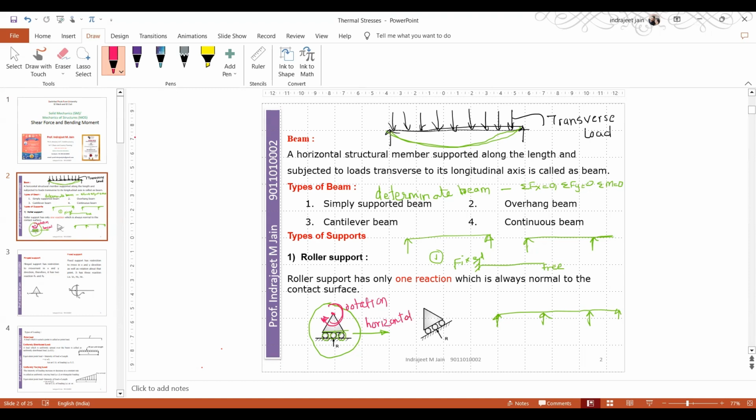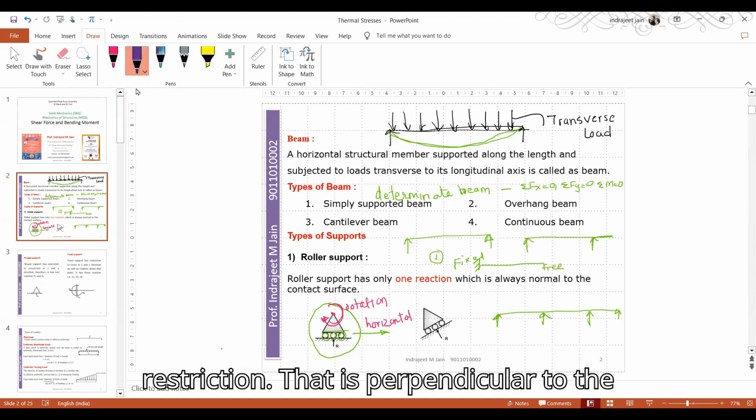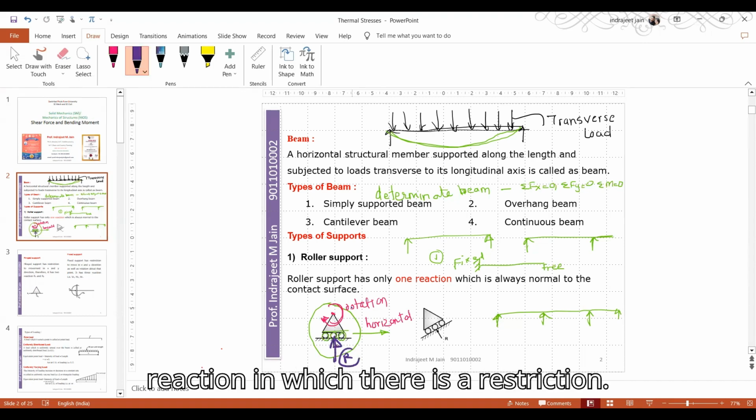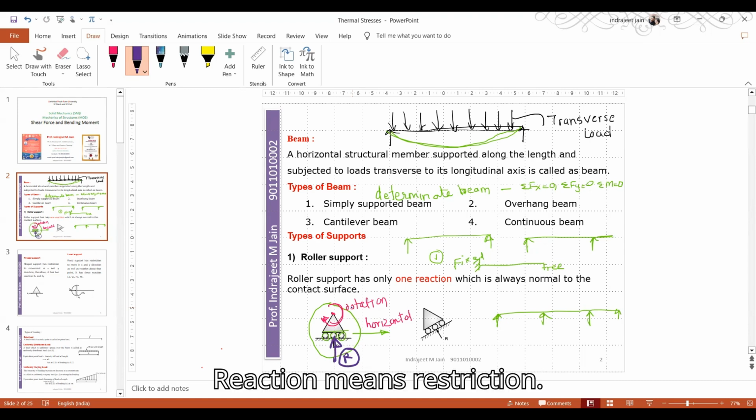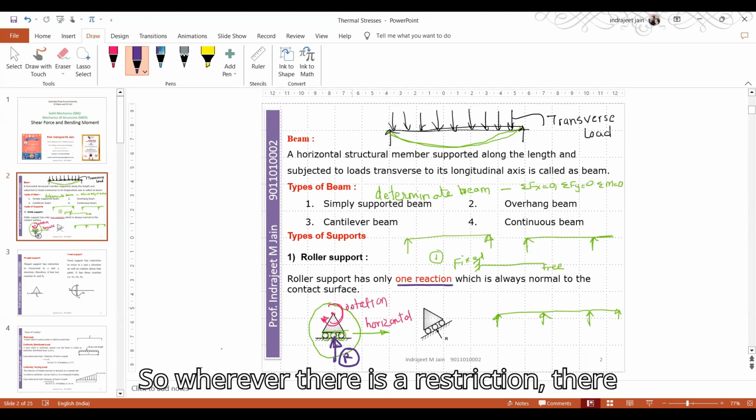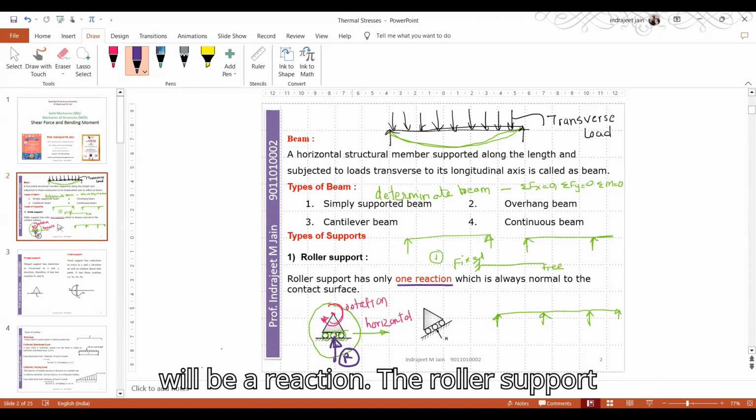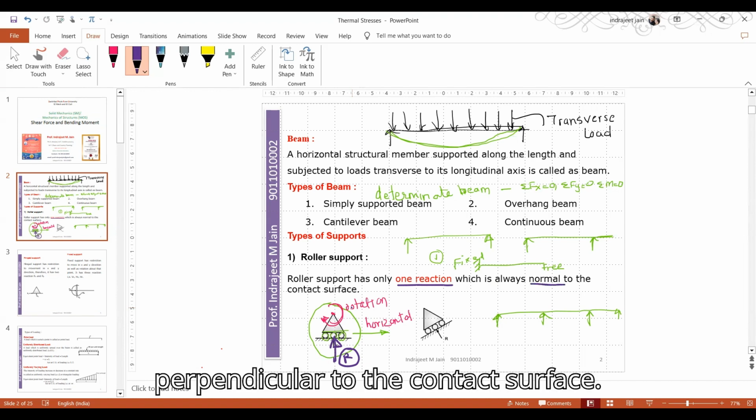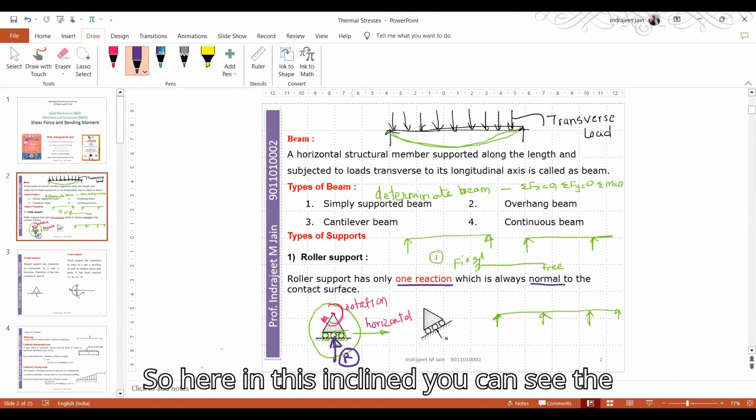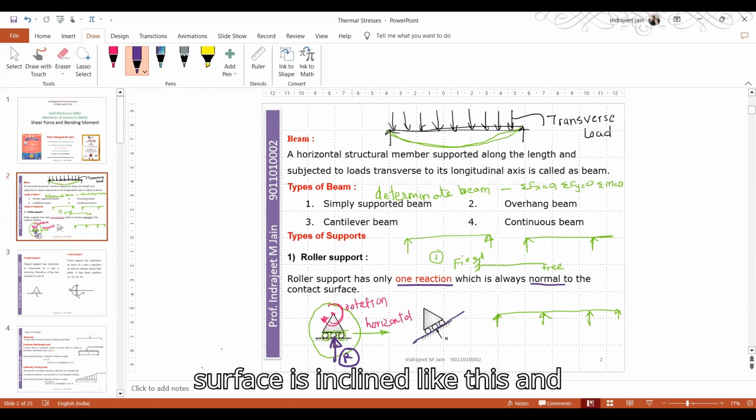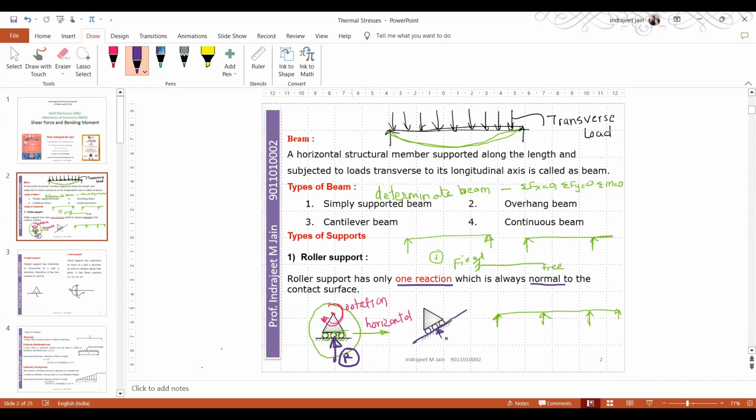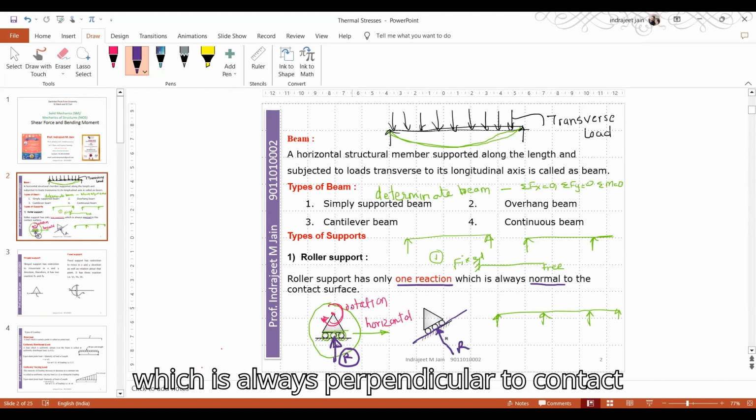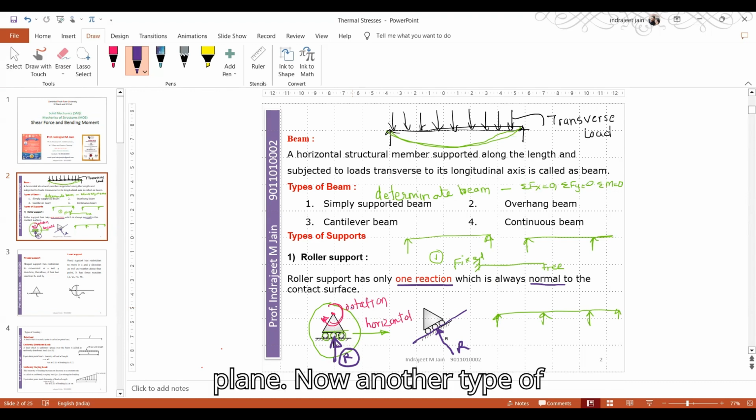So there is only one direction in which there is a restriction, that is perpendicular to the contact plane. So it has only one reaction. Reaction means restriction. Wherever there is a restriction, there will be a reaction. The roller support has only one reaction, which is always perpendicular to the contact surface. Here in this incline, you can see the surface is inclined like this and the reaction is perpendicular to the contact plane.